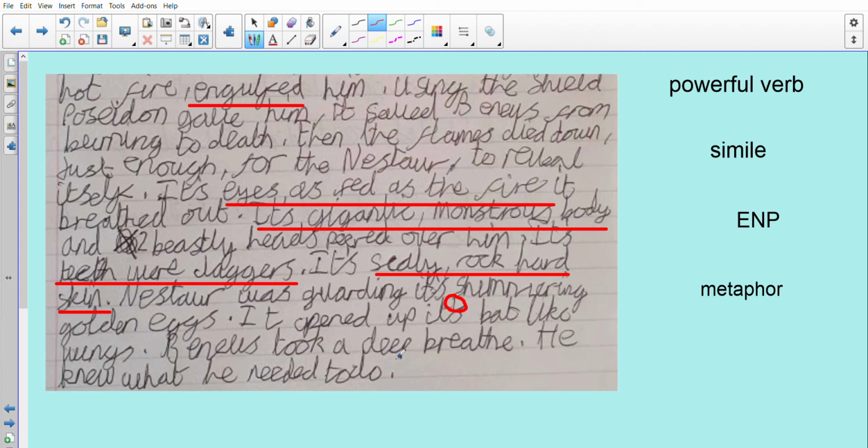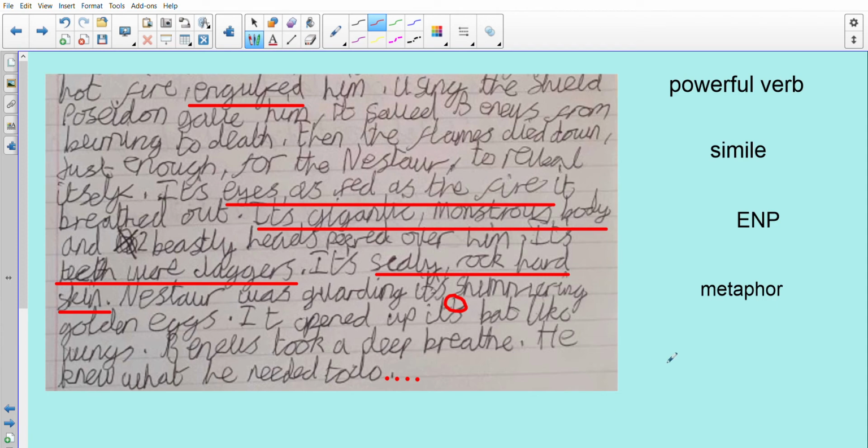Benius took a deep breath. He knew what he needed to do. Okay, right, I like that. Ben could even have put an ellipsis there, because he's sort of leading us to the next paragraph, isn't he? It's making us want to read on. So really, really good, Ben.